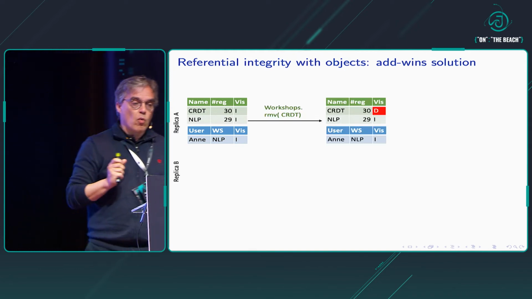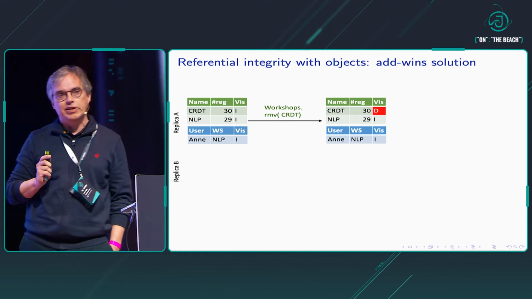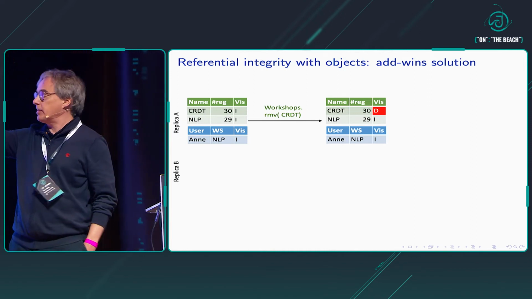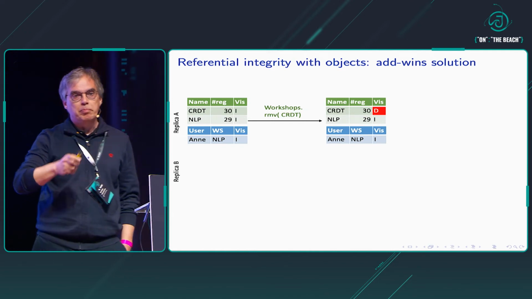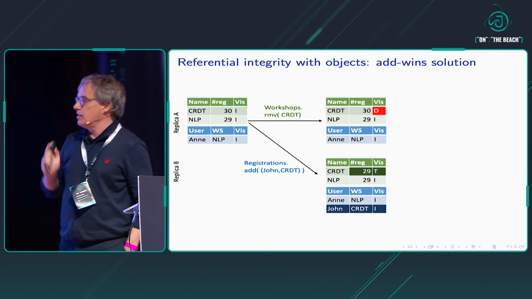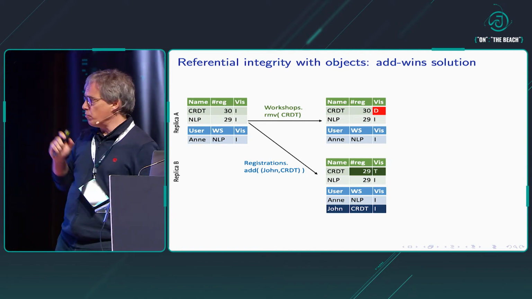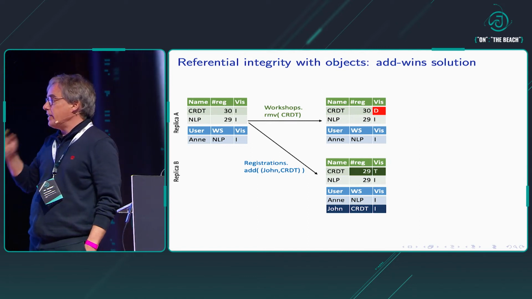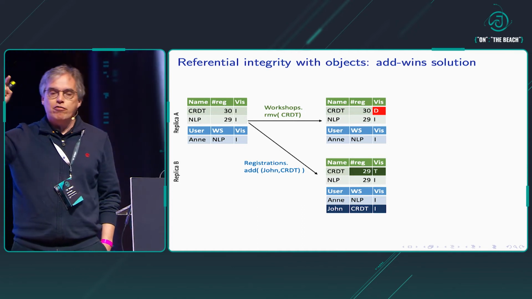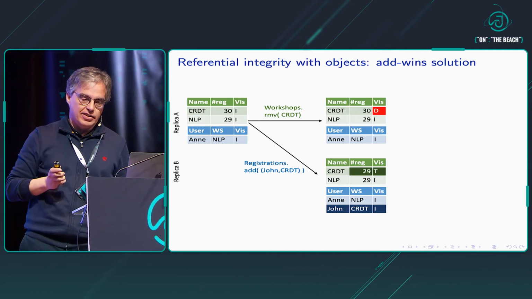Now, how do I remove the workshop? I remove the workshop by setting the visibility to D. D means that the object, or that row, however you want to call it, will be deleted. So how do I add? I add John to the registrations objects, and now I need to go to the CRDT workshop and change the visibility from I to T, doing a touch in the CRDT workshop.